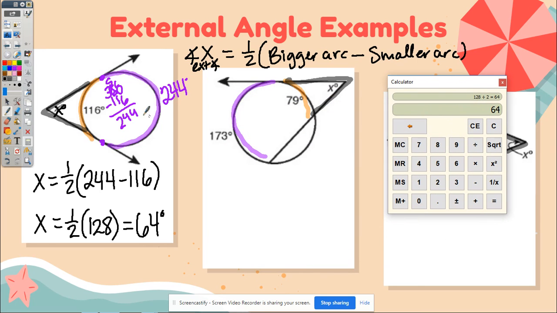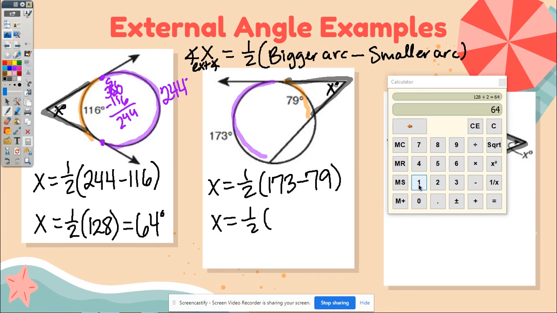Let's deal with the next one. I have X, because that's your external angle, is equal to 1/2 your bigger arc minus your smaller arc. This one wasn't tricky at all because they gave us the two numbers. So you're just subtracting 173 and 79. You get 94. Multiply by 1/2, same thing as dividing by 2, and you get 47 degrees.